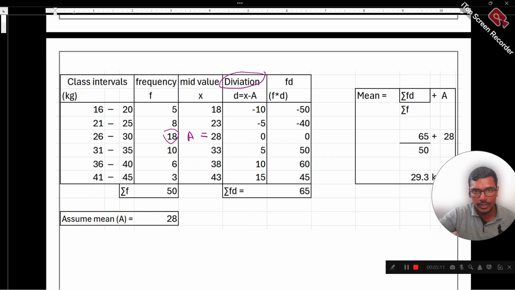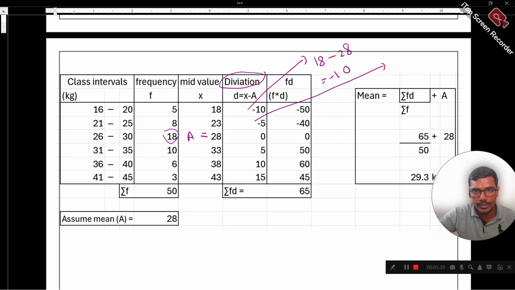Then deviation should be found, x minus a. So for the first one, x value is 18. Assumed mean is 28. 18 minus 28 will be minus 10. Next one, the same way.